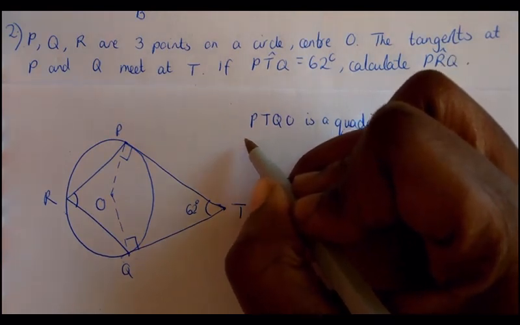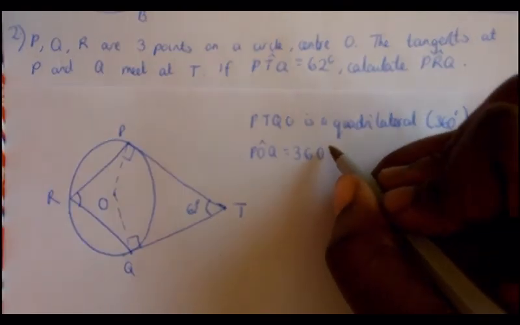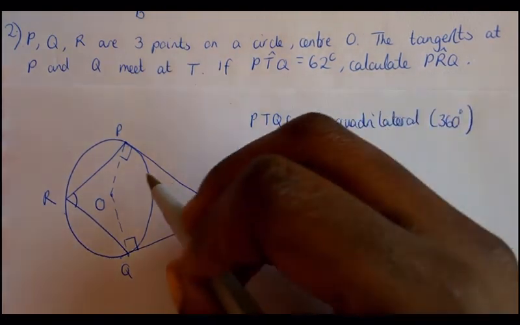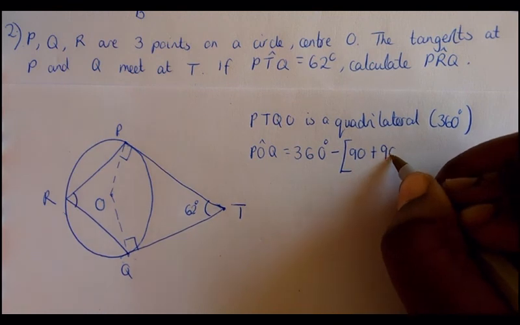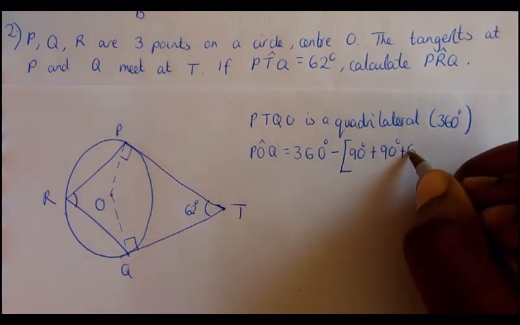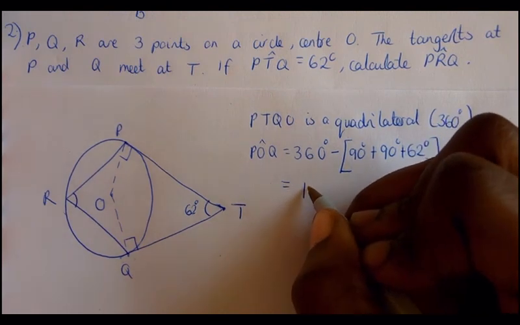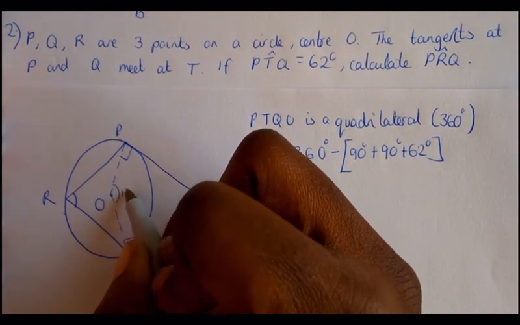So we are looking for angle POQ. Angle POQ is equal to 360 degrees minus these three angles that we already have, 90 plus 90 plus 62 degrees, like this. So this is equal to 118 degrees.